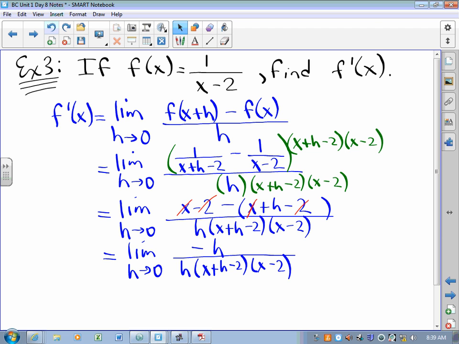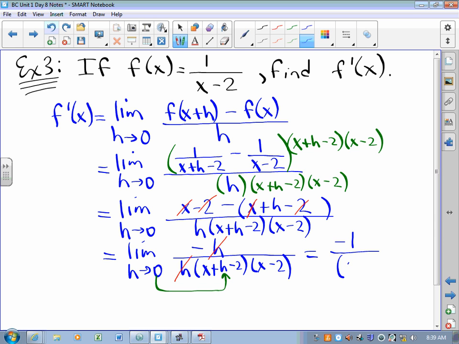Two things happen. One is that the h's can cancel because h is not 0. It's just close to 0. So we can cancel those out. The other is that we can substitute 0 for h now. And so as h gets closer and closer to 0, as the secant line looks more and more like a tangent line, the slope of that line is -1 over x minus 2 squared. That becomes the slope of the tangent line.